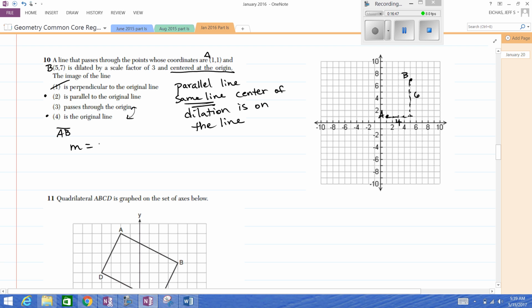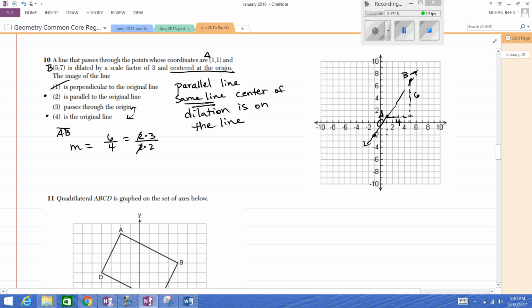Let's see, we're going to have a run of 4, a rise of 6, and it's positive. All right, so let's continue that. We can reduce that to 3 over 2. So let's go 1, 2, 3, 1, 2. Okay, so it is going to just miss the origin.